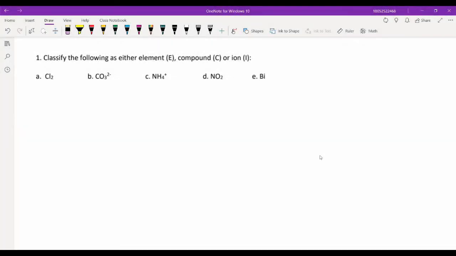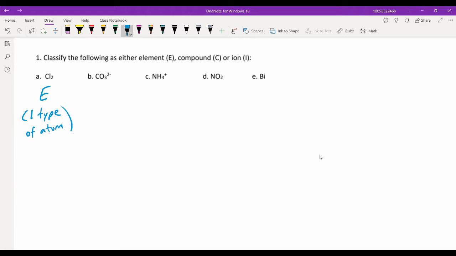We're going to start off chapter 2 with some problems covering atoms, molecules, ions. And the first one, we're classifying these given species as an element, a compound, or an ion. So we're going to look at this first one, Cl2, and this one will be, because it's only one type of atom, an element, one type of atom.